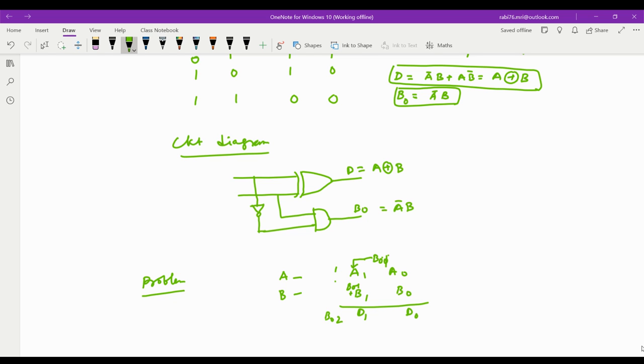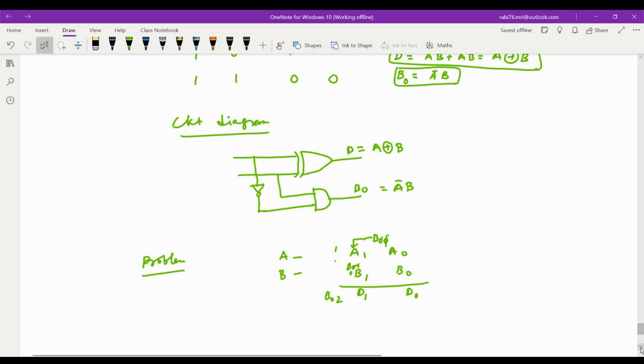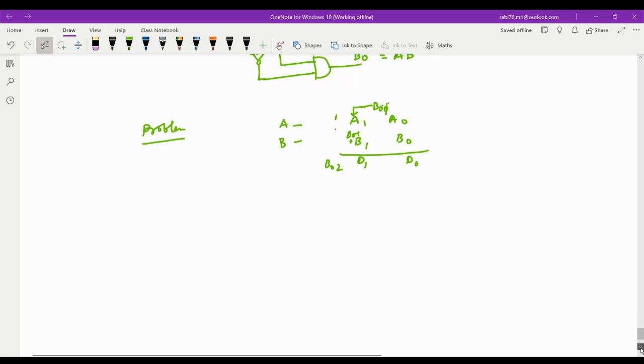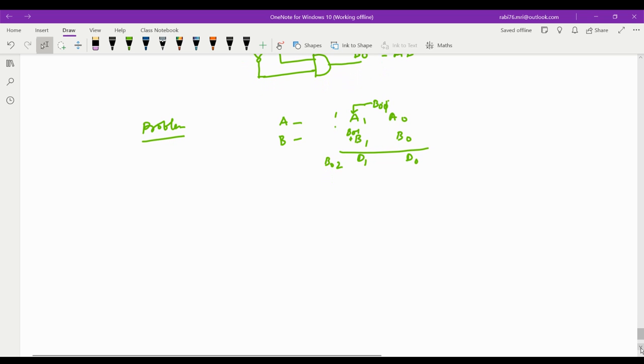So you cannot subtract a 2-bit number with a half subtractor circuit. So for that you need a full subtractor circuit. Now for the full subtractor circuit, to create a truth table, a little bit of care is needed. Only this thing you have to practice in your own hand, right?